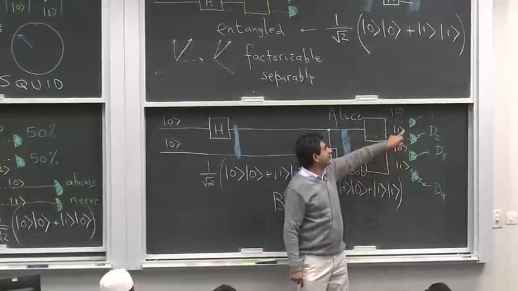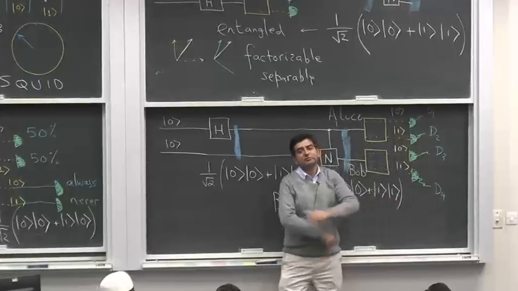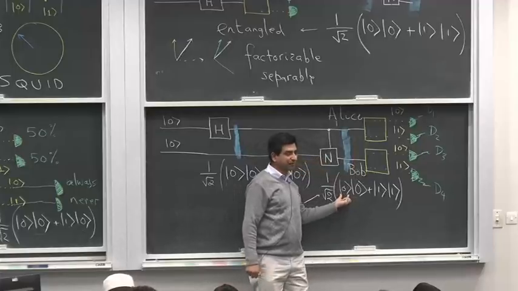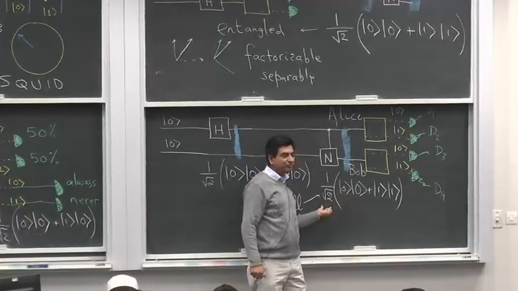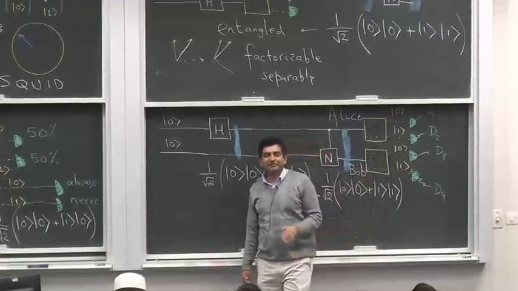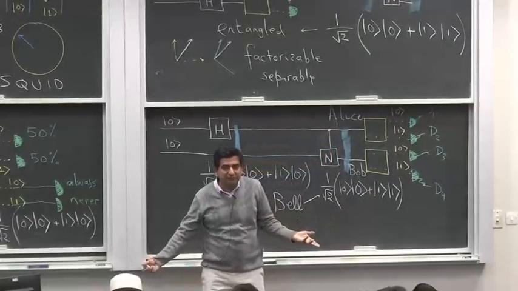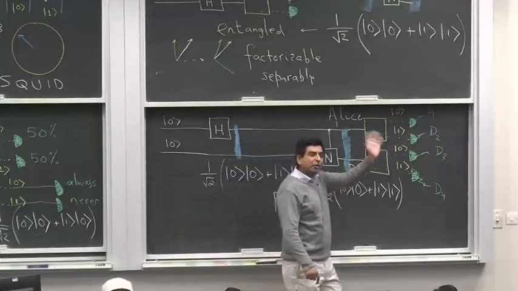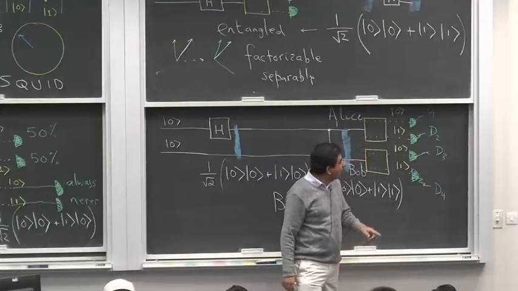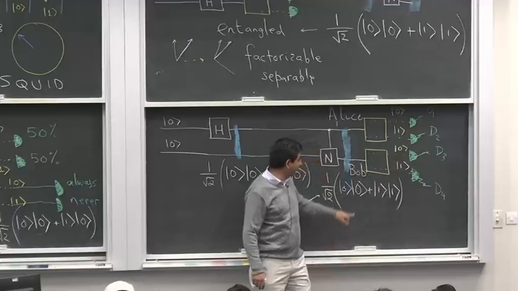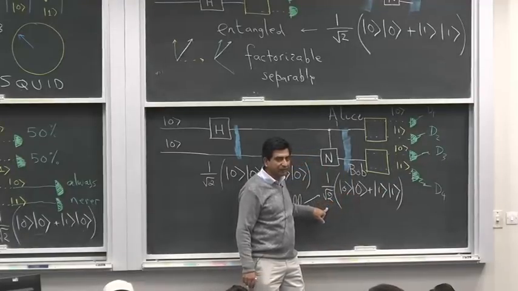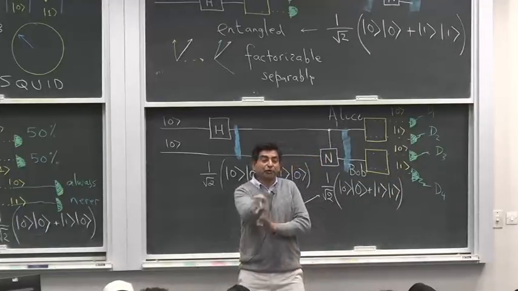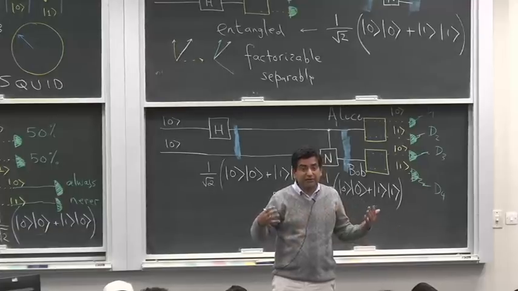What's the probability that D1 clicks for her? 50% of the times D1 clicks, because first qubit is 0 with 1 over root 2, half. And what's the probability that D2 clicks? 1/2. And it's a totally random event. Totally random. Now, forget about Alice. Let's talk about Bob. Bob has a 50% probability that D3 clicks because he has a 0 with 1 over root 2 and a 50% probability that this detector clicks. So both Alice and Bob are seeing totally random affairs. For them, the affairs are totally random.